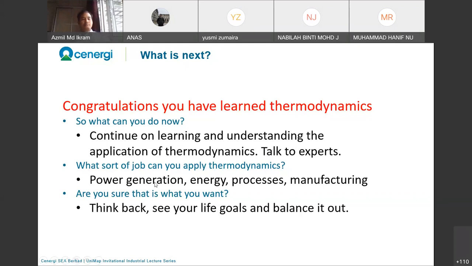What sort of job? Power generation, the energy industry, which is oil and gas. Process industry, which is related to chemicals. It's quite a lot in Malaysia, surprisingly. And manufacturing, of course, but it depends on what type of manufacturing. But the job most related to thermodynamics is actually power generation.